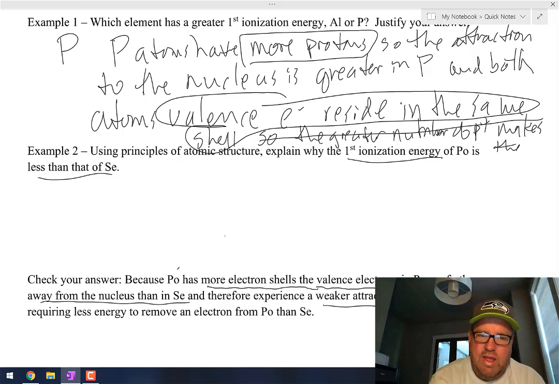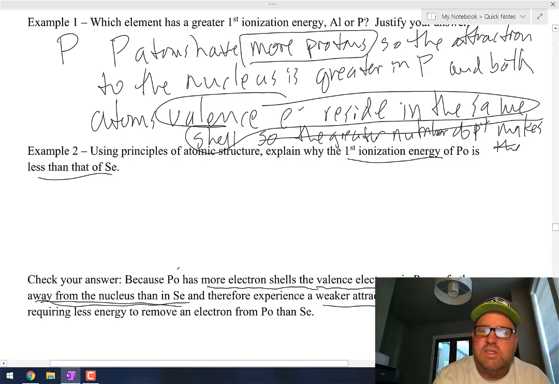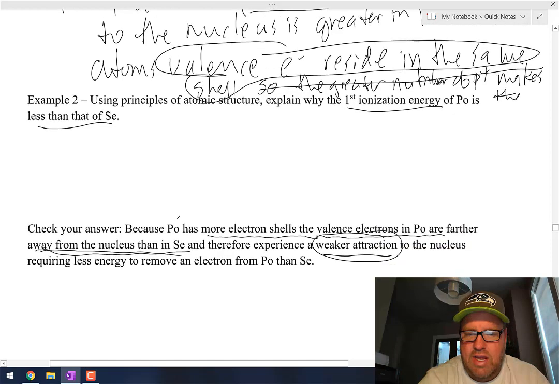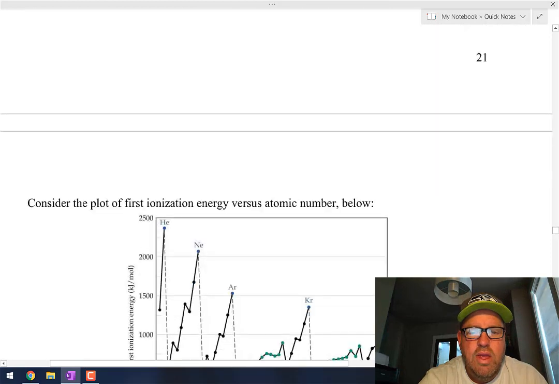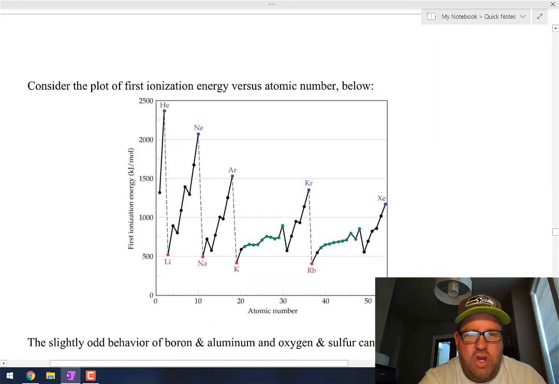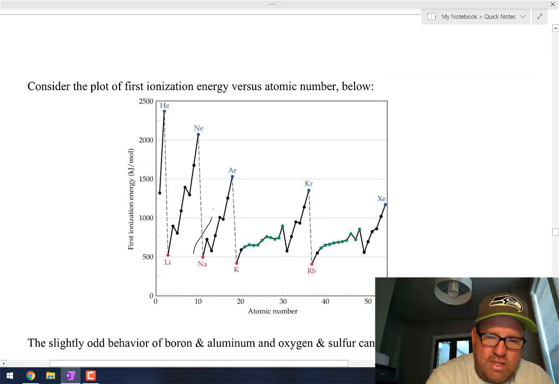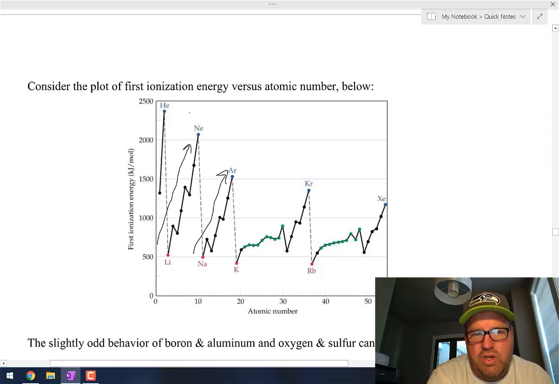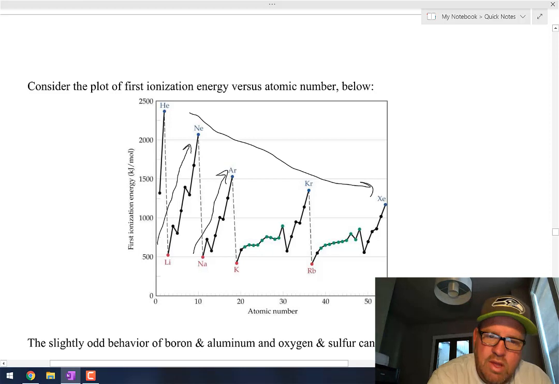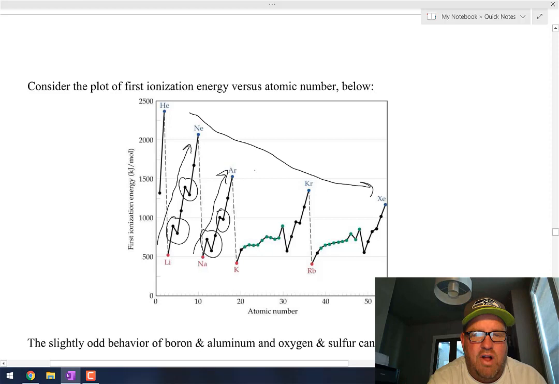And then again, say that's farther away from the nucleus, so that means a weaker attraction, so less energy to take an electron away. Okay, so here we can see this is kind of just a graph that shows that as you go across the periodic table, what does the ionization energy do? It goes up. Across the periodic table, from left to right, it goes up. As you go down the periodic table, you can see from helium down to xenon, what does the ionization energy do? It goes down. Now you will notice a couple of spots here where it doesn't follow that trend.